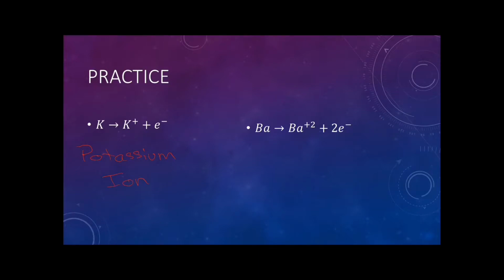The next one we have there is barium, and it looks like it's losing 2 electrons, so that means it's becoming a +2 ion, so it is a cation, and so we are going to name this a barium ion.